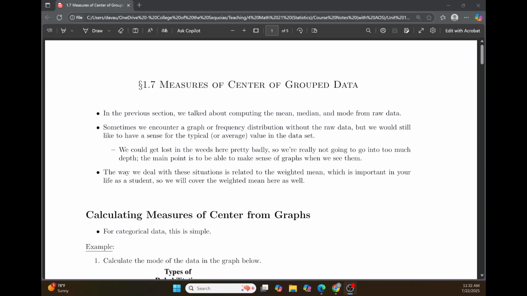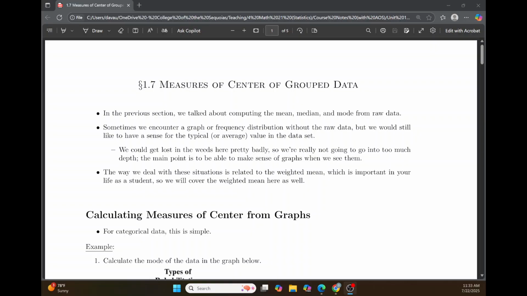All right, welcome back to another lecture. In this one, we're going to discuss section 1.7, which is about measures of center of grouped data. And we've talked about measures of center before, measures of center being mean, median, and mode. And there are other measures of center, but those are kind of the big three, mean, median, and mode.